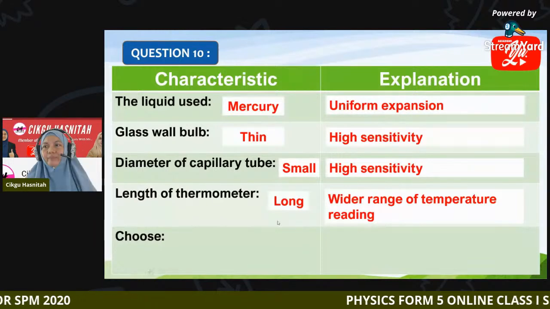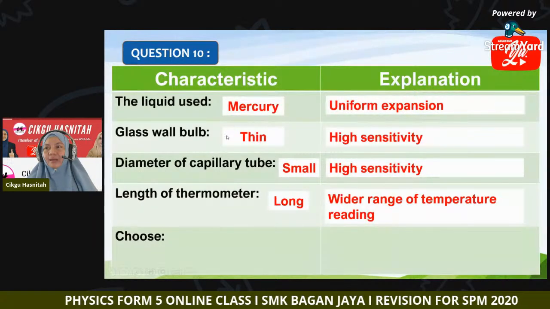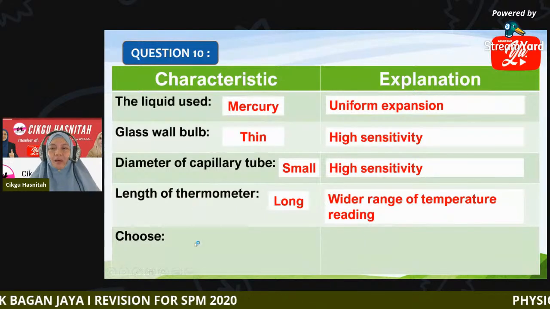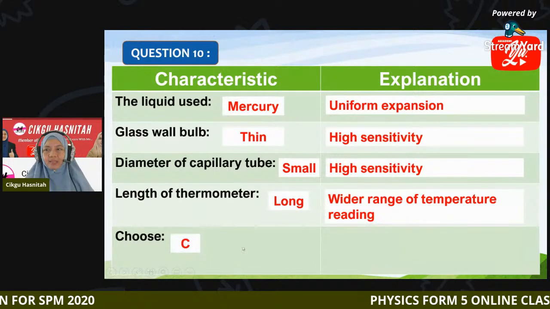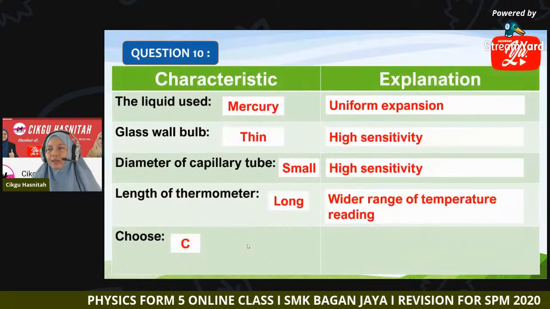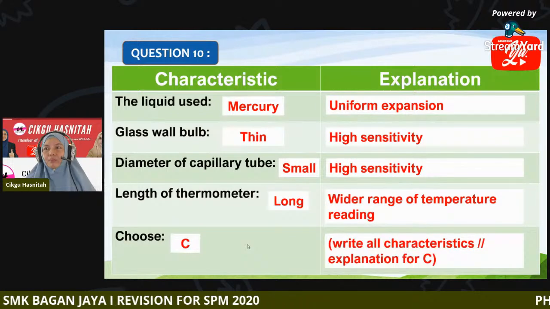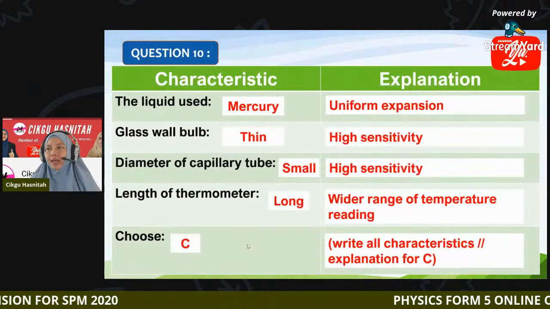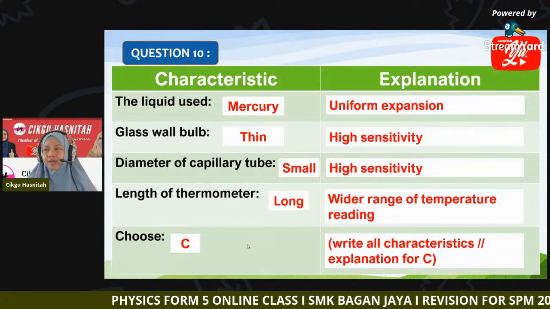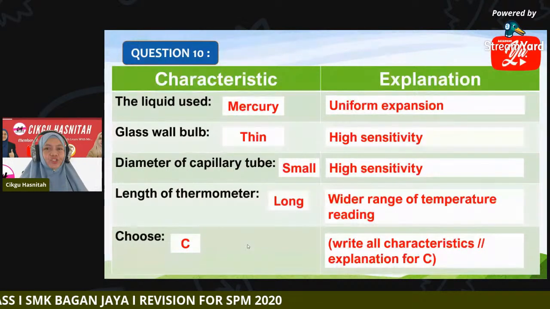It uses mercury, it has a thin glass wall bulb, a small diameter of capillary tube, and a long column. So we choose thermometer C. Finally, you write all the characteristics or explanation for C. It uses mercury, thin glass wall bulb, small diameter, and it is long. Or you can say it has uniform expansion, high sensitivity, and measures a wide range of temperature reading.